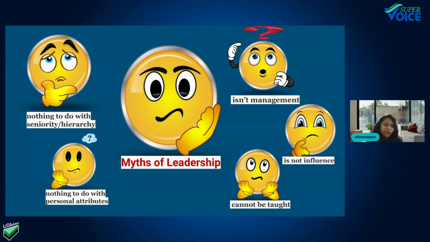Leadership is not management. Leadership is something where you show the way by going that way. It is not that you just blabber out something or you manage the people. No. Leadership is not motivation. It is not only influence. If you are motivating them, you have to be there with the team and you have to work out the way through. Leadership cannot be taught? Definitely it can be taught.